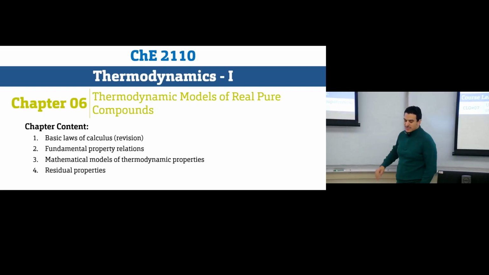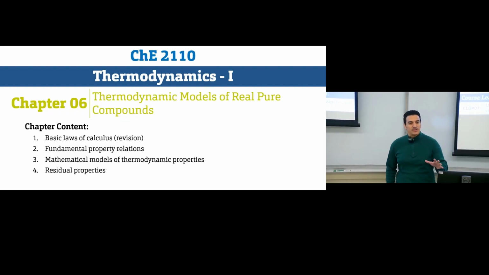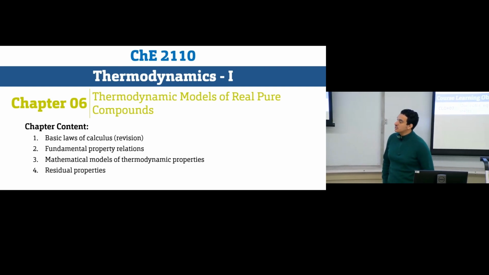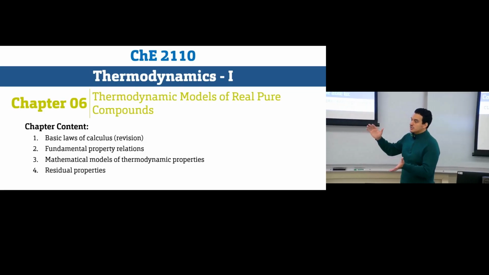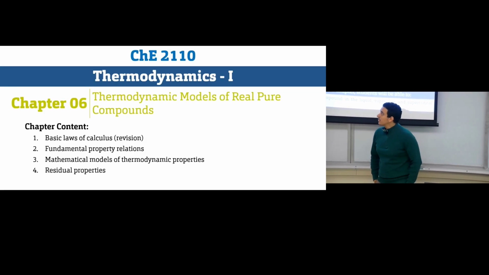We will start with a quick revision of basic laws that you know from calculus courses. And then we will explain the fundamental property relations. We started talking about the fundamental property relations and Gibbs relations in chapter 4, so we will continue this discussion in this chapter. Once we finish these 2 points, then we will start talking about the mathematical models of thermodynamic properties.